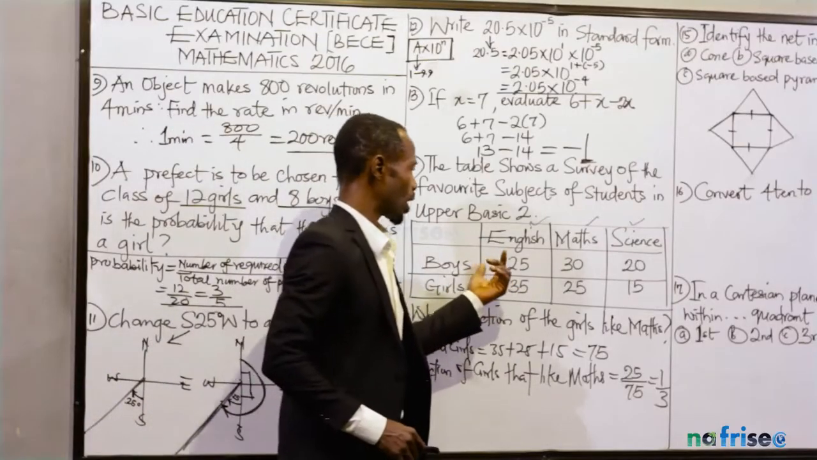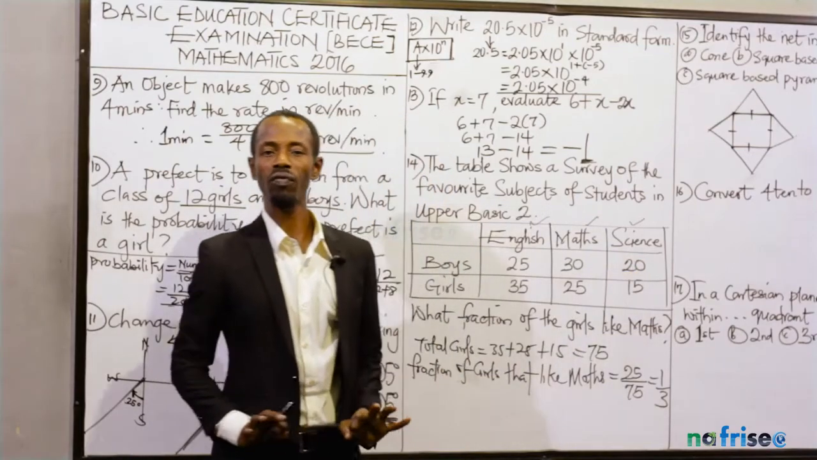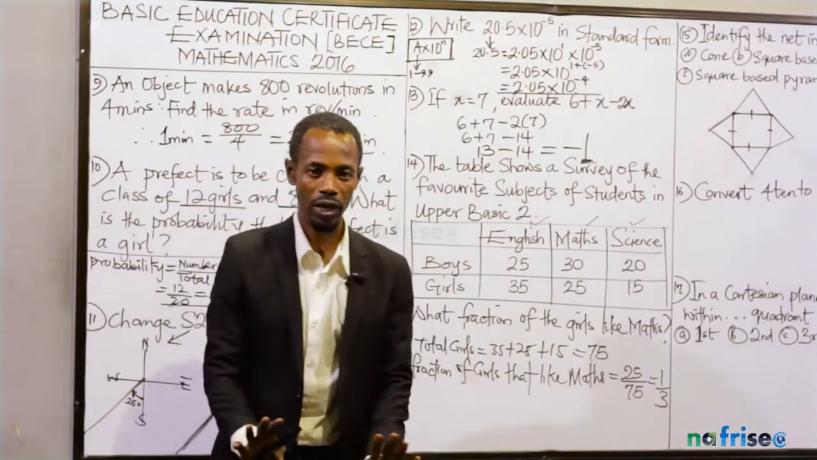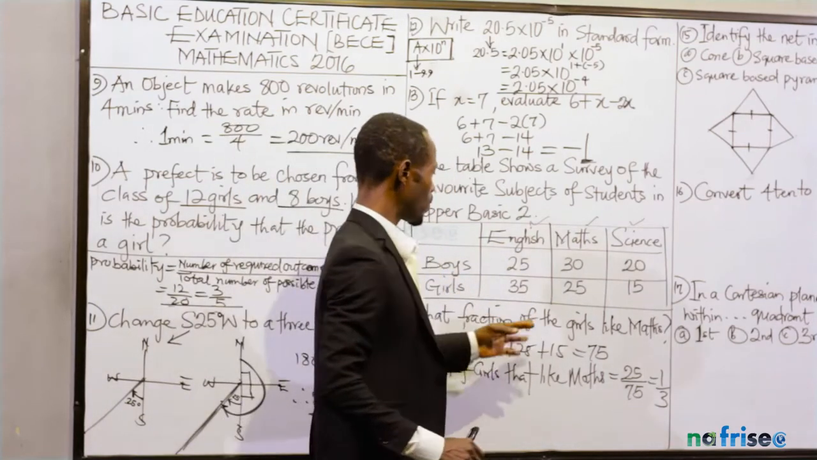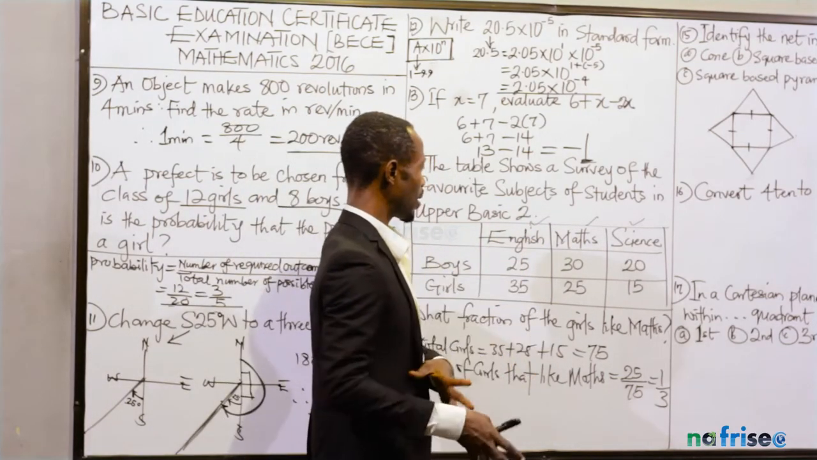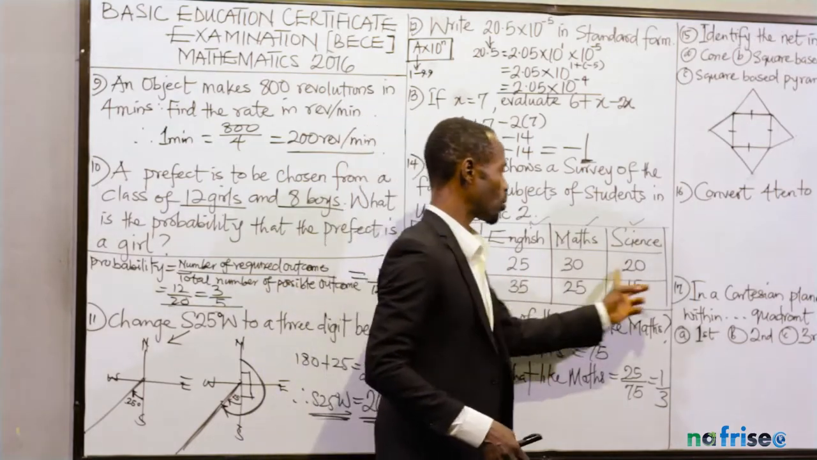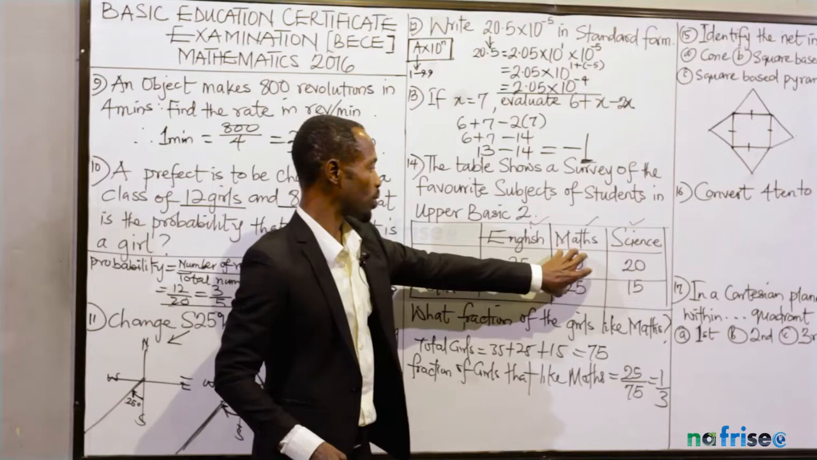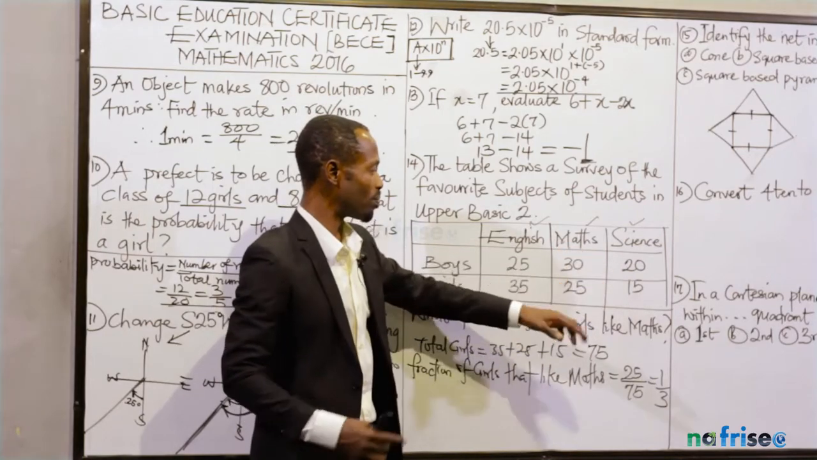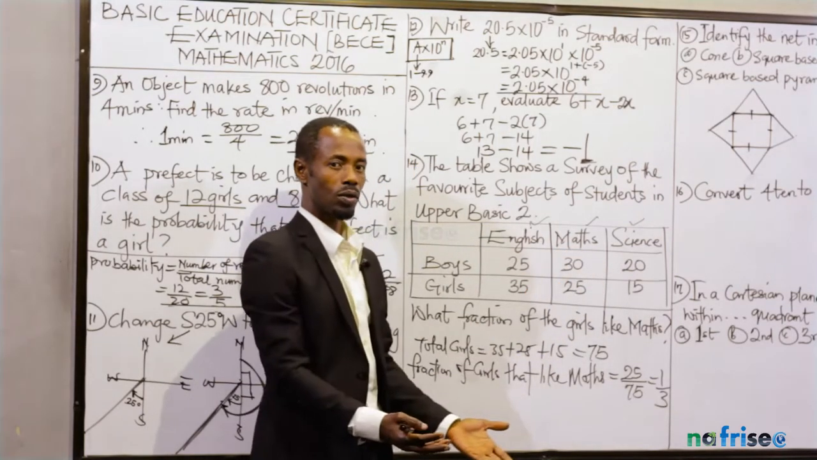Sum up the whole girls, don't bother summing up the whole students. They didn't tell you what fraction of the students like maths. That's a different case. Please take note of this grammar here. If they said what fraction of the students like maths, that means you would have added the total number of boys, added the total number of girls, and put it all over the whole sum.